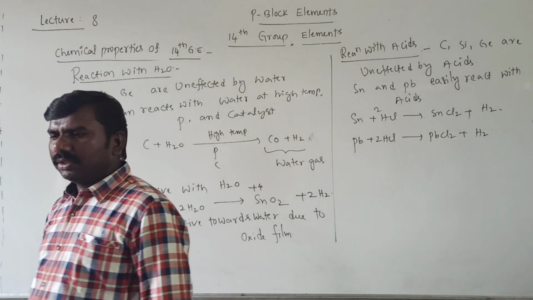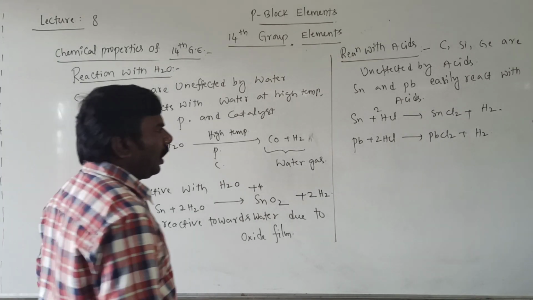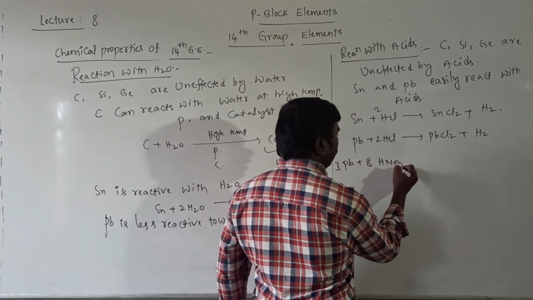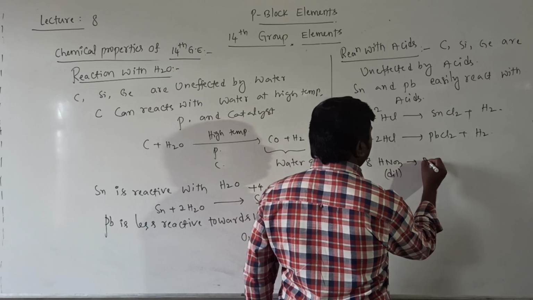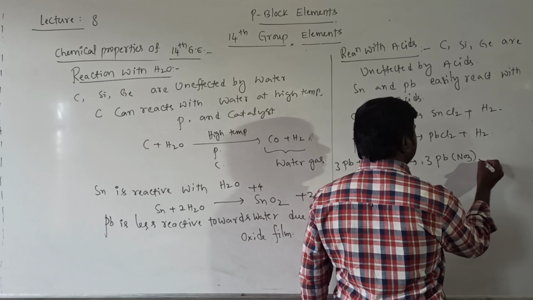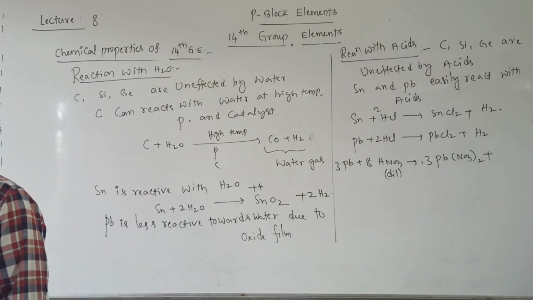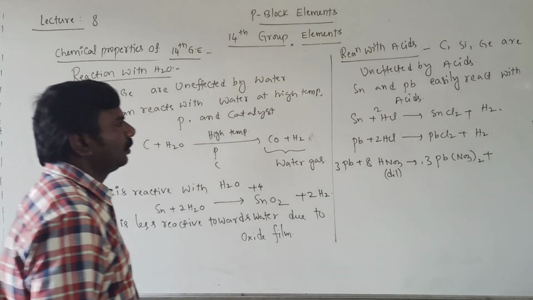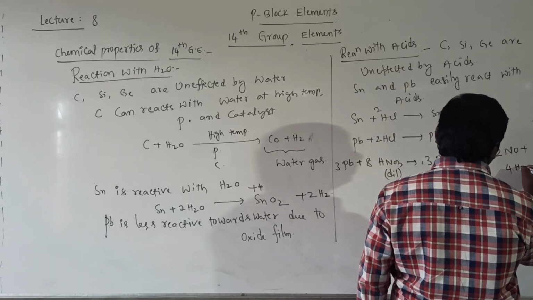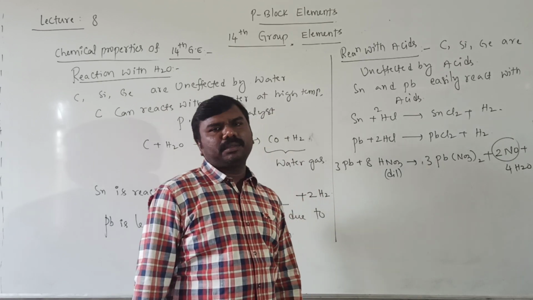Like this is possible. Next, 3Pb plus 8HNO3. It is the diluted one. 3Pb plus 8HNO3 gives 3Pb(NO3)2 plus 2NO plus 4H2O. Students, you remember this NO, nitric oxide formula, that is important.